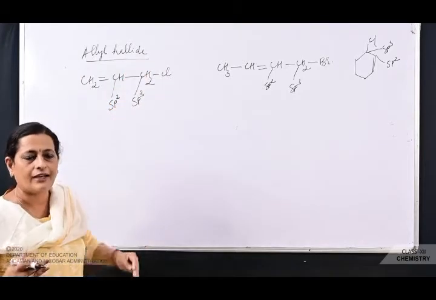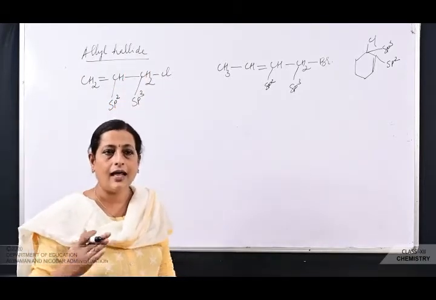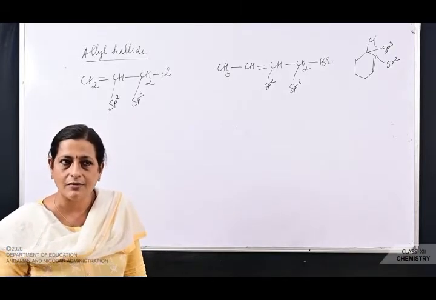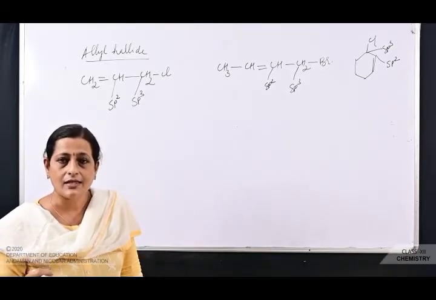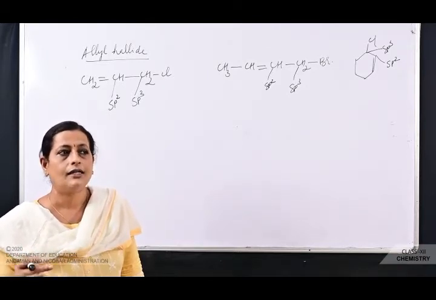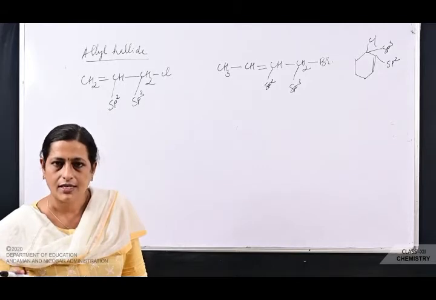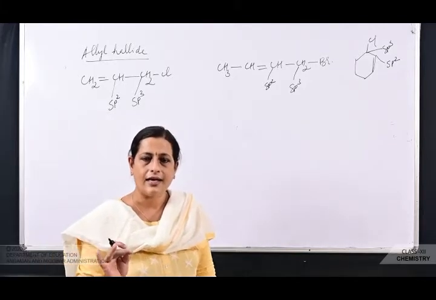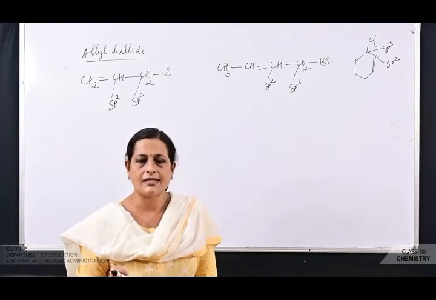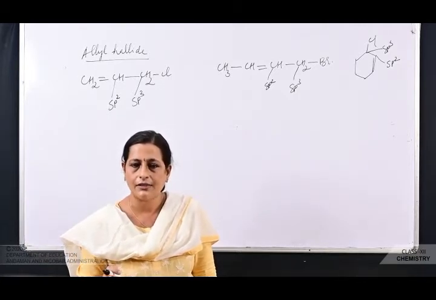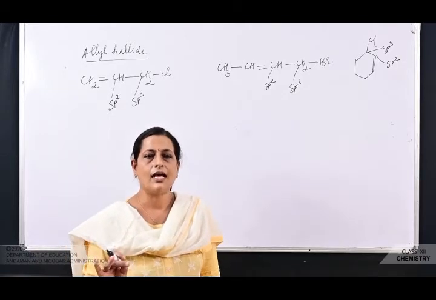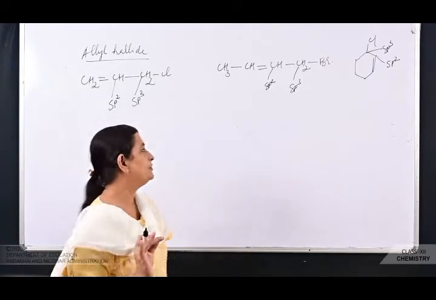So how will you define an allyl halide? Allyl halides are those compounds in which the halogen atom is attached to a sp3 hybrid carbon which is adjacent to a carbon-carbon double bond. Is it clear? So allyl halides are those compounds in which the halogen atom is attached to an sp3 hybrid carbon adjacent to a carbon-carbon double bond is known as allyl halide. So I'll just write it here.